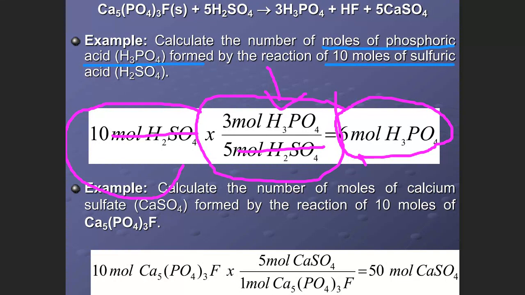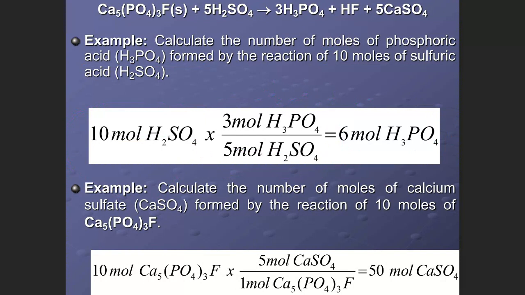We have another example here. Calculate the number of moles of calcium sulfate formed by the reaction of 10 mole of calcium apatite. So now you have to find the ratio of calcium sulfate and calcium apatite from the balanced chemical reaction. So if we look back here, this is the calcium apatite and this is the calcium sulfate. See? Okay, so here we go.